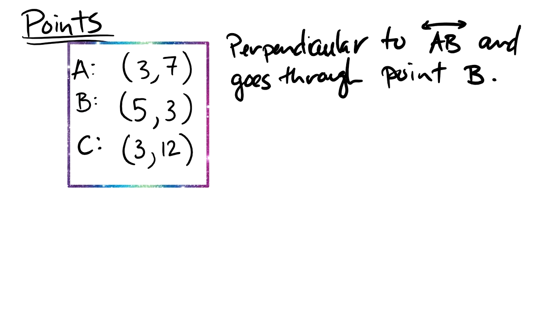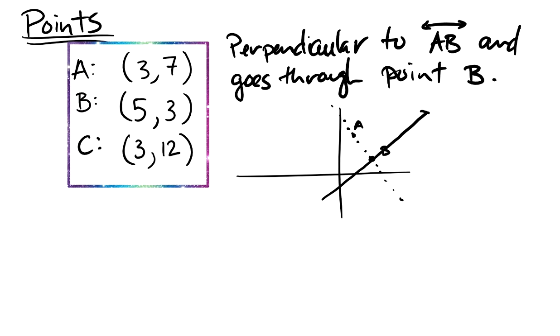So if you imagine this, just kind of a crude sketch to help me in my thinking. I've got some point A, which is, I don't know, over 3 up 7. I've got a point B that's over 5 up 3, okay? And line AB, right, is this one. But that's not the line I'm looking for. I'm looking for the line that's perpendicular to line AB, and it goes through this point B. So this is the line that we're looking for. We're looking for the equation of this line. It's perpendicular to line AB, and it goes through point B.